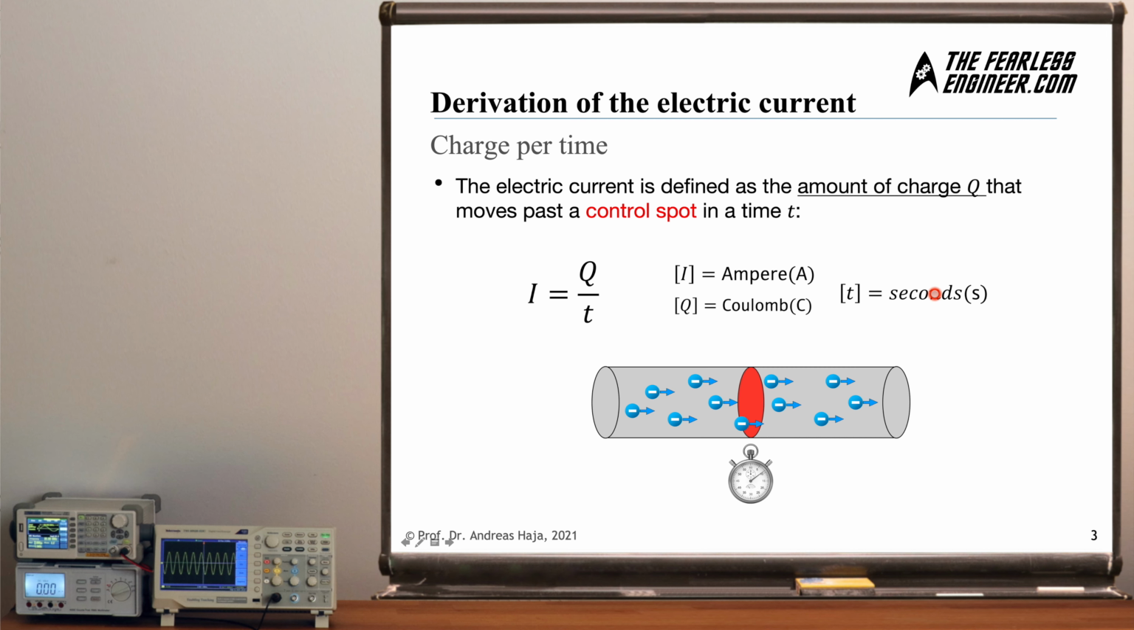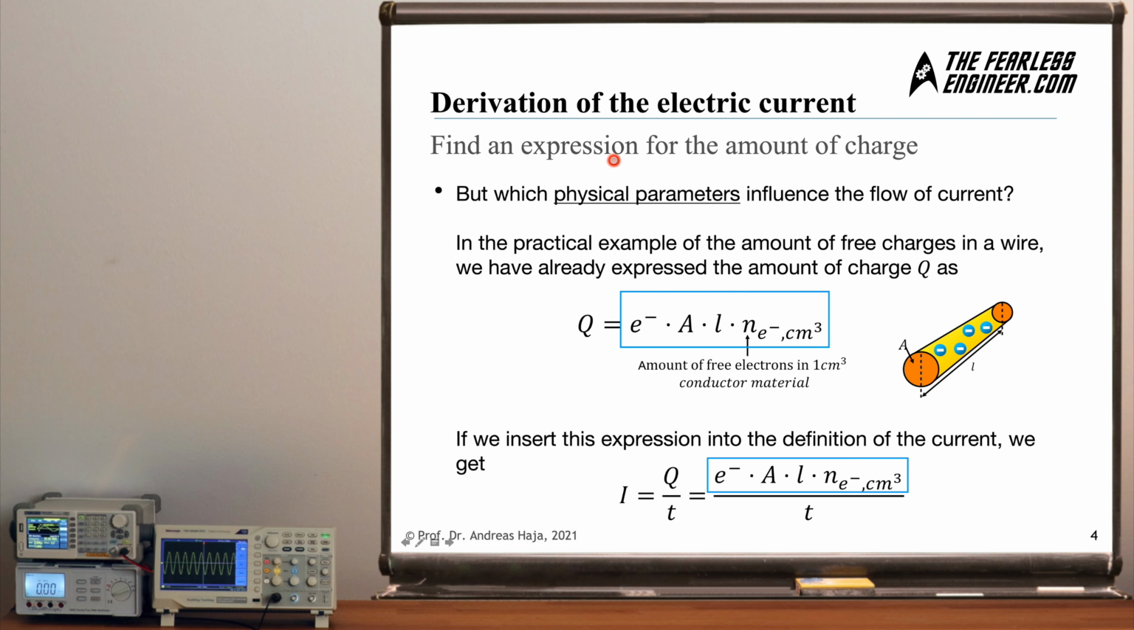Now in the next step, we want to replace the charge Q by an alternate expression which takes account of the physical parameters of the cable through which the charges are flowing. This is what this slide is about. We want to find an expression that replaces the amount of charge in our very simple equation. And if you have seen the video or the practical example of the amount of free charges in a wire, which we computed a while ago, you might remember that we have already expressed the amount of charge Q as this equation here. If this seems unfamiliar to you, you might want to revisit this video, because there I explain in detail how we get to this equation.